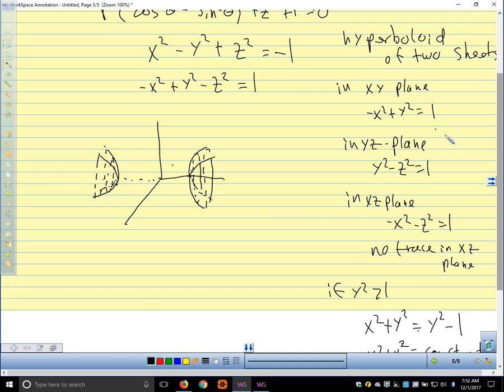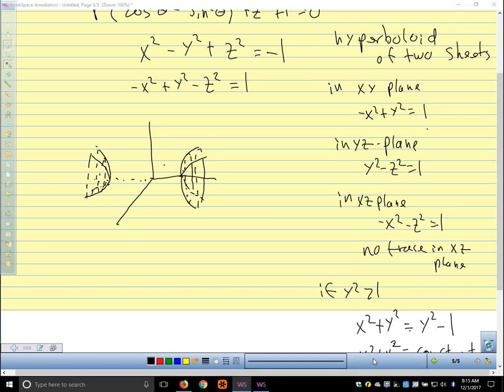So, a quick, easy way to tell the hyperboloids: make sure you get it in standard form with just a 1 on one side of the equation. Two negative signs, two sheets. One negative sign, one sheet.